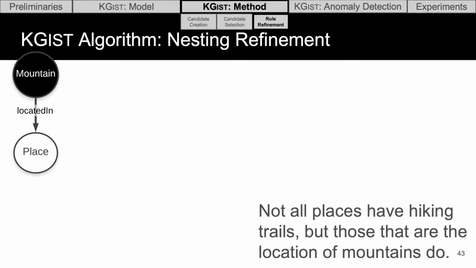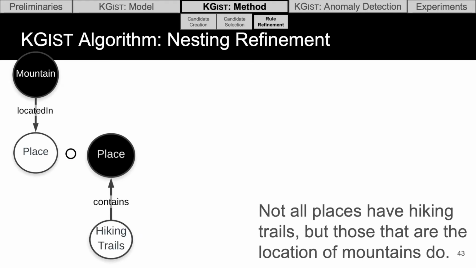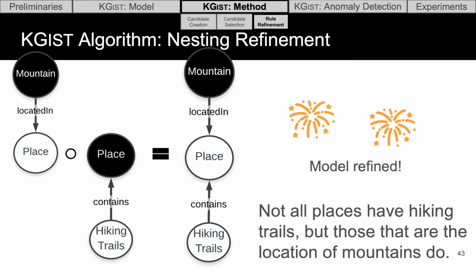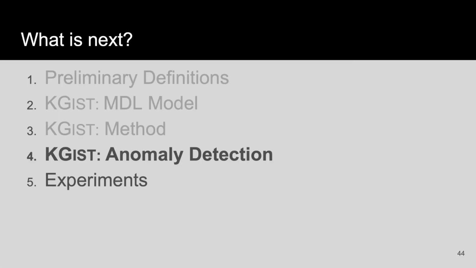The second refinement is a nesting refinement, and this nests recursively different rules. So for example, if we have the rule that mountains are located in places and the rule that places contain hiking trails, the second rule is not very accurate because, again, there's a lot of places that don't contain hiking trails, like buildings, for example. So we can make this more accurate by nesting it underneath the initial rule. So now it only applies to places that are the locations of mountains. And naturally, those are a lot more likely to contain hiking trails, making this rule more accurate. After these two steps, we've refined the model to contain more expressive rules.